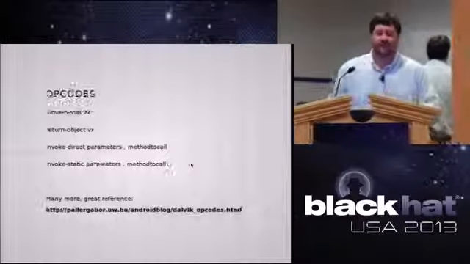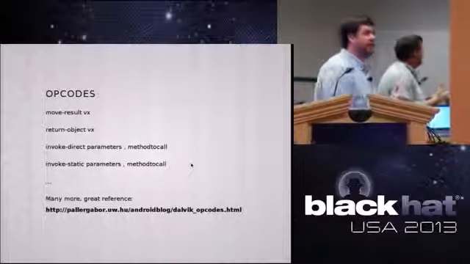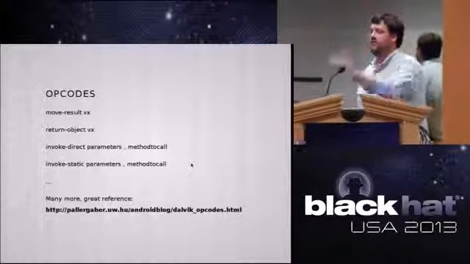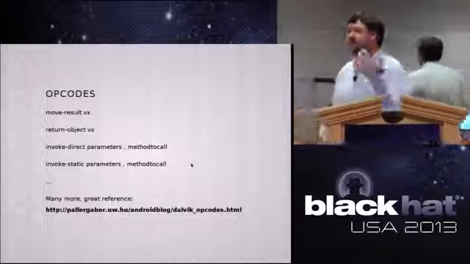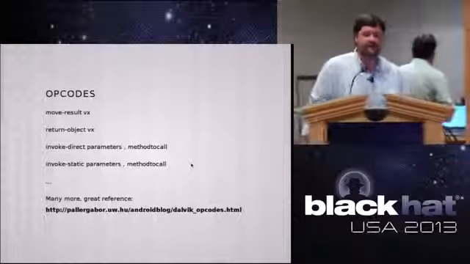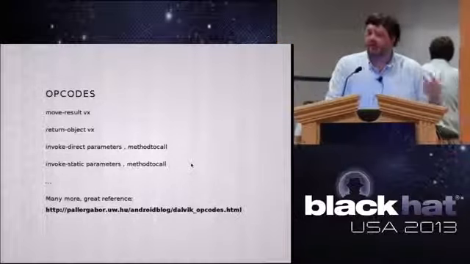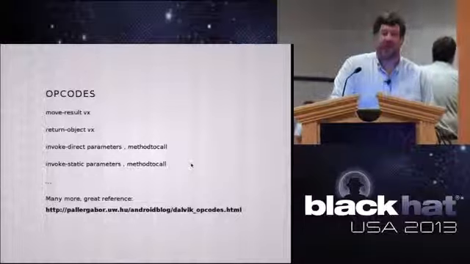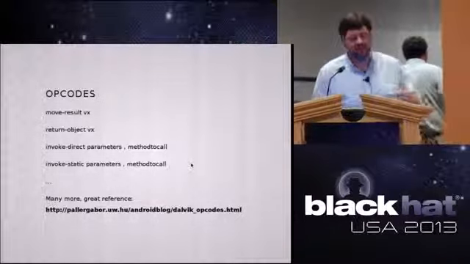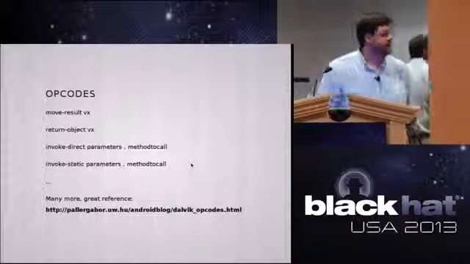Opcodes are very similar to what you'd see in a lot of assembly languages. Move-result moves the result of the last function to this virtual register. Return-object returns from the function, returning this object or this register value. Invoke is basically calling methods, in a lot of ways. There's a ton more of these we're not going to go into because that's not the right kind of talk for this. But again, there's a great reference there that you should look at if you're interested.